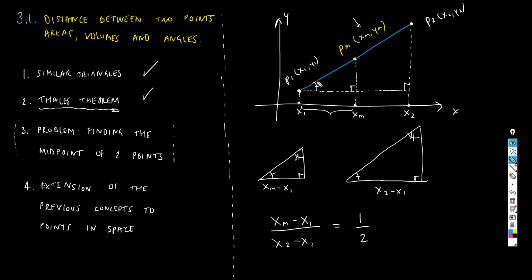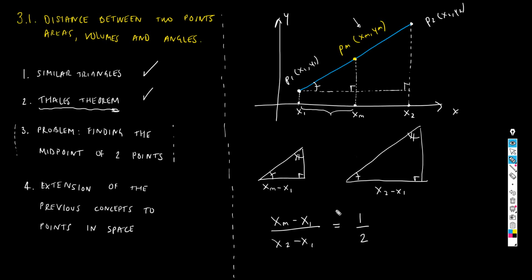In other words, the whole distance of this segment is twice the distance from here to here. So that's why the ratio of this little side to the large side is the same as 1 to 2, or 1 over 2, sorry. And that's it, guys.